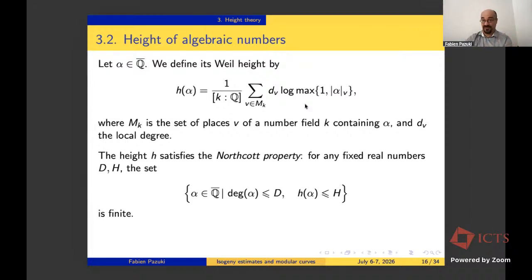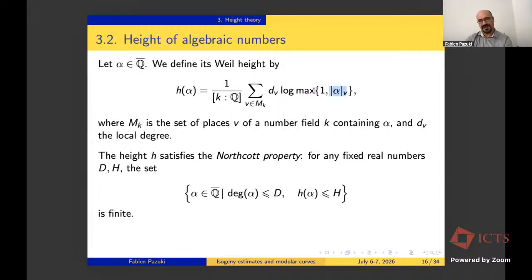Yeah, if you've never seen it before, then please keep that in mind. You can choose K the way you want as long as it contains alpha and it's a number field. But then you kind of need to prove that the formula makes sense. Yeah, it's still the same number that you get. And what kind of a number do you get?